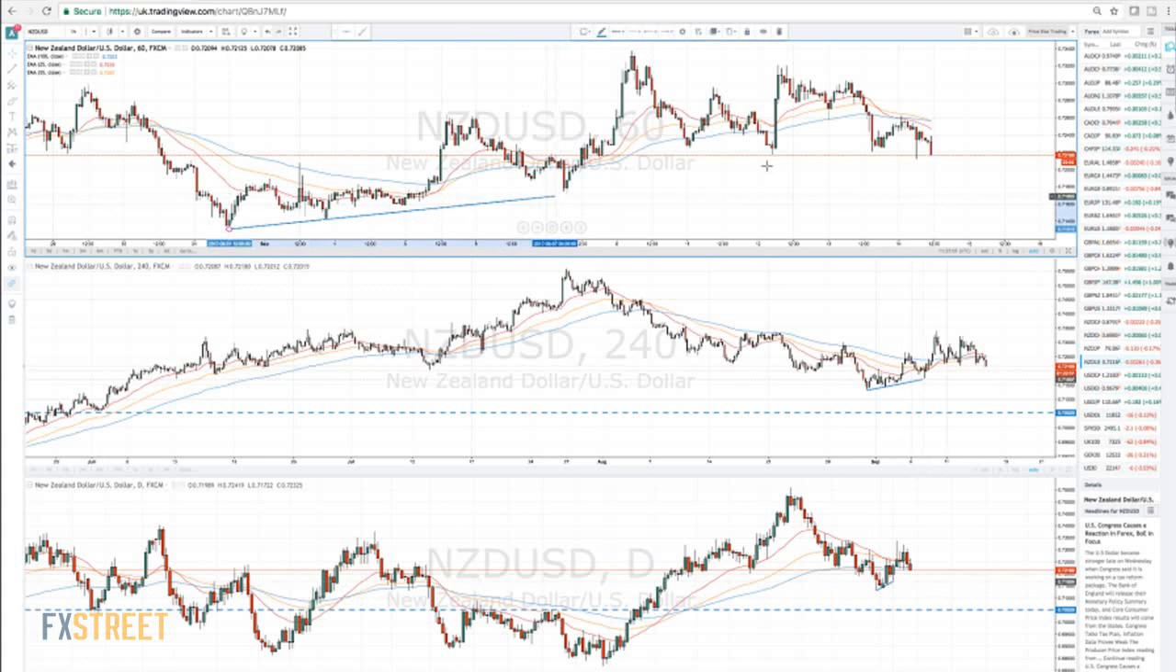So let's get this in here. I think we've got a good opportunity to sell here. Look at this, Kiwi dollar. Market's been selling off significantly. Yes, it's pulled back, but it was reacting to this previous level of resistance over here.